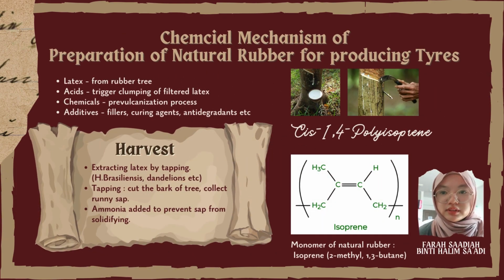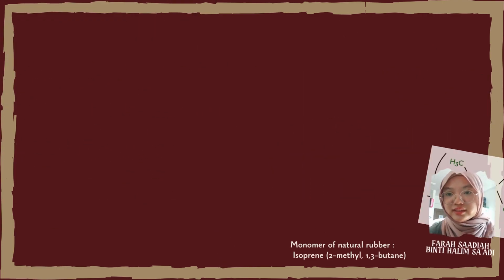Preparation of natural rubber for producing tires. First is the harvest. The latex is harvested by affixing a container to the rubber tree, which is referred to as tapping. Upon tapping of the rubber tree, the white colloidal fluid of latex exudes from the tree bark, and a series of biochemical reactions are triggered that change the component and colloidal stability of the latex.